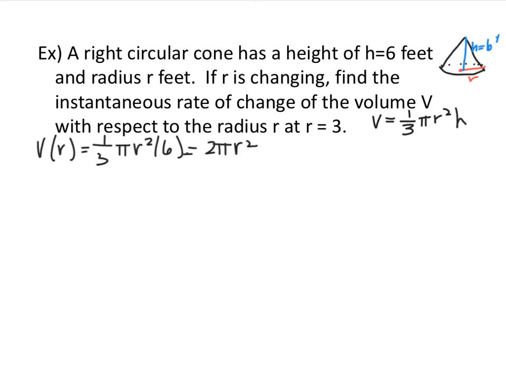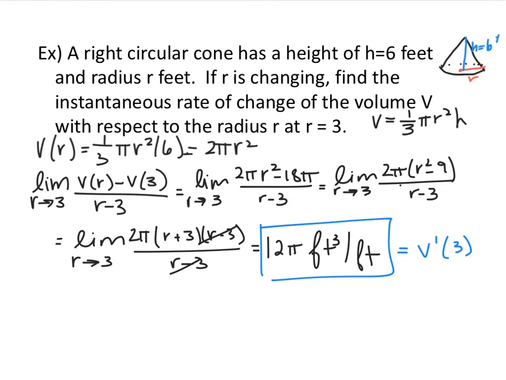So again, the height is not changing. It's always 6 feet, so we can plug that in right away. So I plugged in 6 for h. So v of r, the volume in terms of the radius, is 2 pi r squared. So now we want to find instantaneous rate of change. That's one of our uses of the difference quotient. So we have the instantaneous rate of change, and we want it when r is equal to 3. So we want the limit as r approaches 3 of v of r minus v of 3 over r minus 3. So go ahead and find v of r and plug everything in and solve for the instantaneous rate of change of this volume.